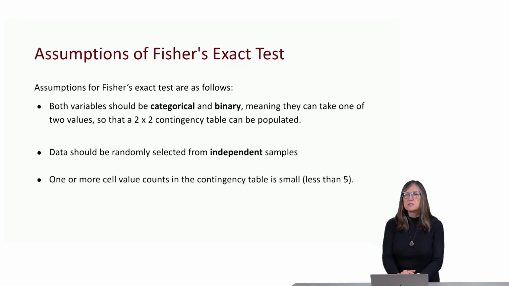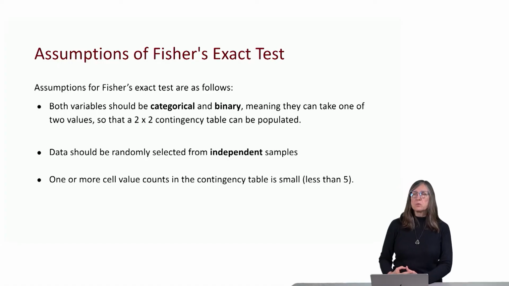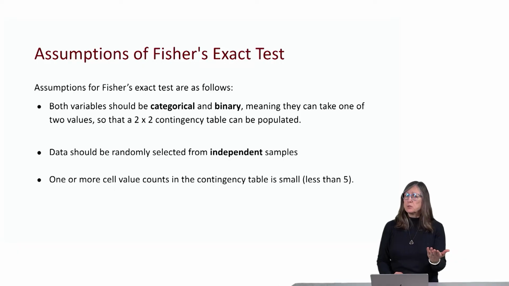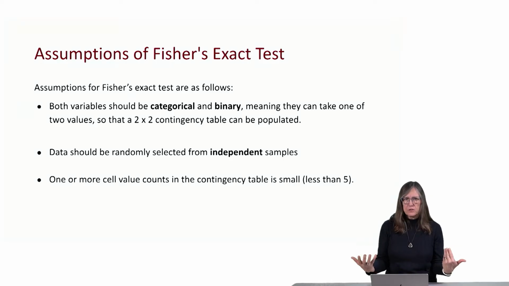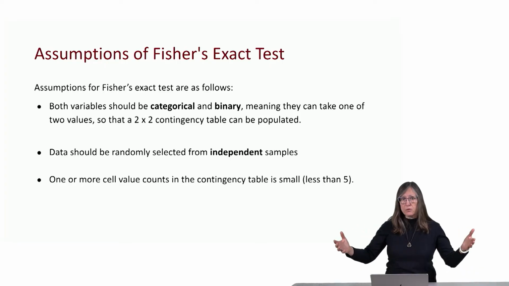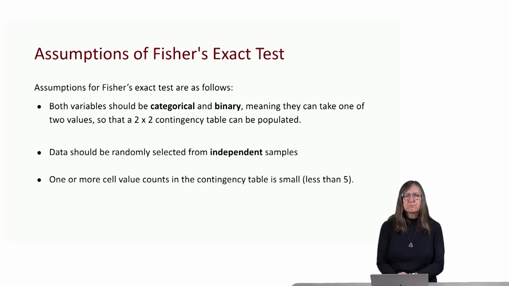Some assumptions, and when you're thinking about statistical tests, we talk about assumptions, and that relates to the underlying distribution of your data. So assumptions for Fisher's exact test: the variables are categorical and binary, although you really can do a 2 by 3 as well, meaning that they can take one of two values. So a 2 by 2 contingency table can be populated. They come from independent samples, so not related samples. It's not like a pre-post, for instance, in a person.